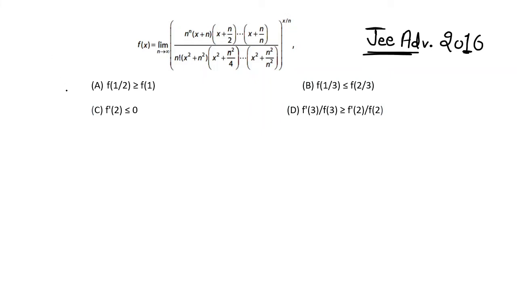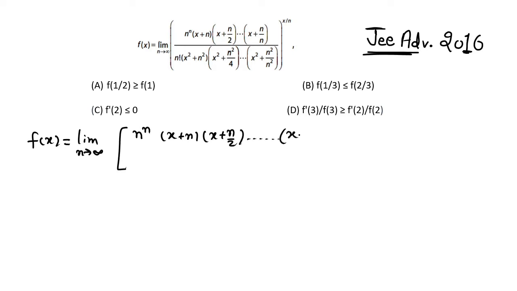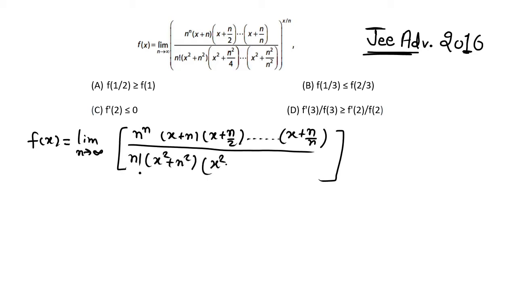So the question is: given that f(x) is equal to the limit as n tends to infinity of n raised to the power n times (x + n)(x + n/2) and so on up to (x + n/n), and in the denominator n factorial times (x² + n²)(x² + n²/4) and so on up to (x² + n²/n²). And the power of this expression is x/n.